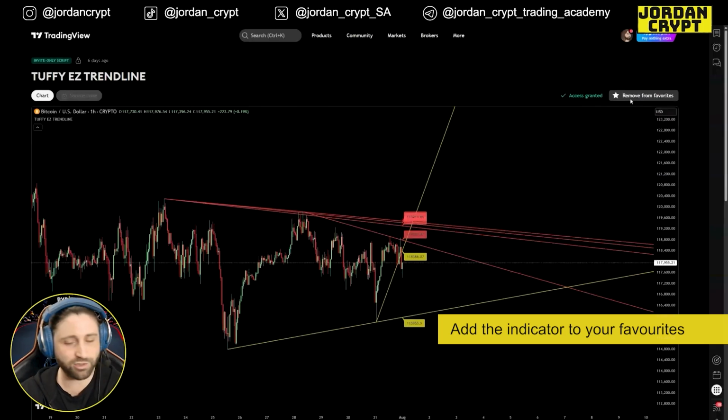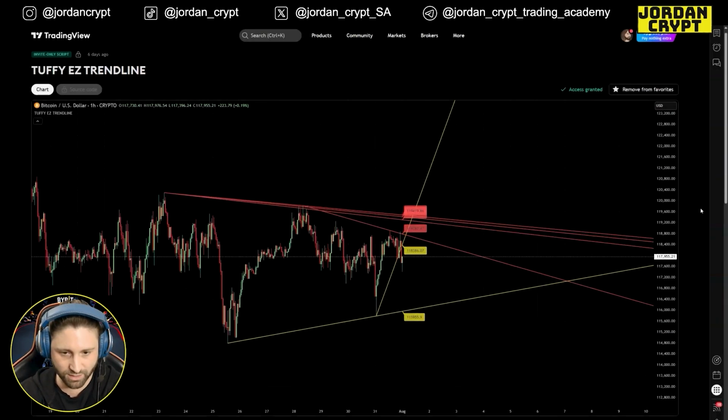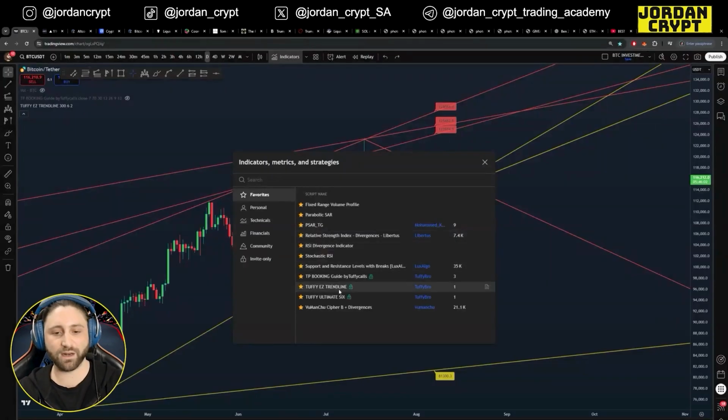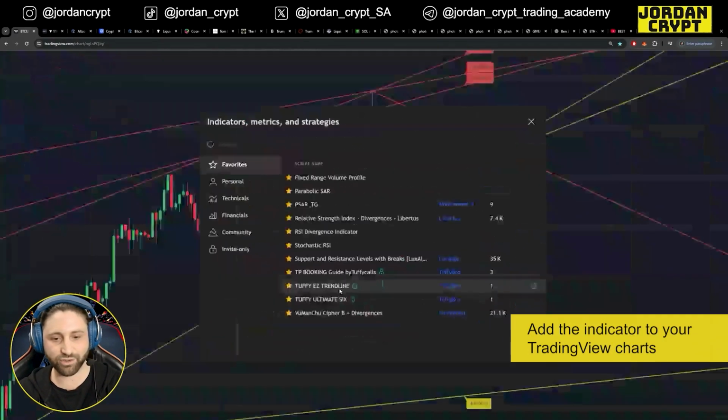Add it to your favorites so that you can easily add it to your charts. Step 1, you come to TradingView. You come to your favorites under your indicators and you find it and you simply add it to your charts.